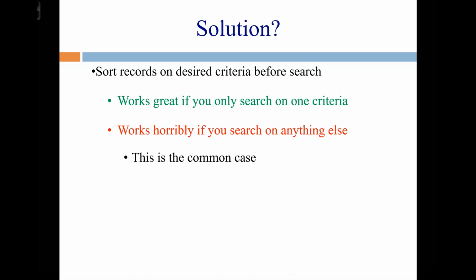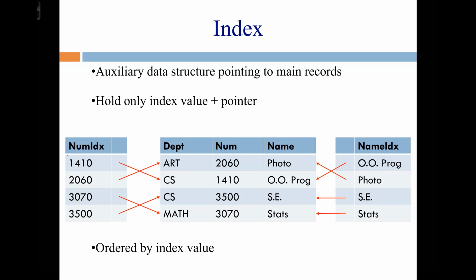And searching on different columns is fairly common, so it is not feasible to do this. This is where an index data structure can help us. You can think of it like making an extra copy of the database, where each copy is ordered by a different criteria. Here's my copy ordered by class number, and here's my copy ordered by class name, except they aren't full copies. It's just the column that I care about, plus a pointer into the full table for the full row.